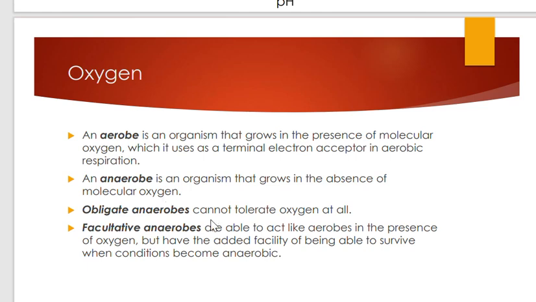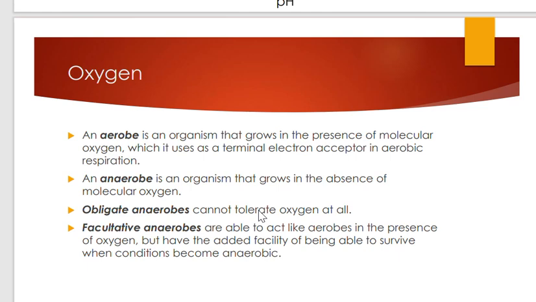We also have your obligate anaerobes, or obligate anaerobic microorganisms. These microorganisms cannot tolerate oxygen at all. So they cannot grow in the presence of oxygen. Basically, with the presence of oxygen, they either die or they will not grow at all. So we call those obligate anaerobes.